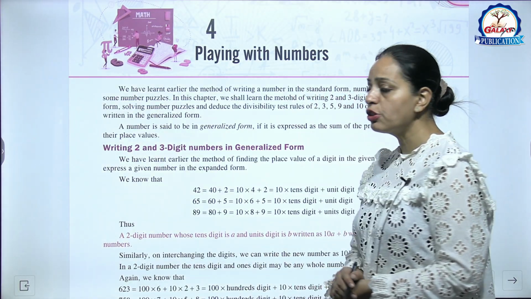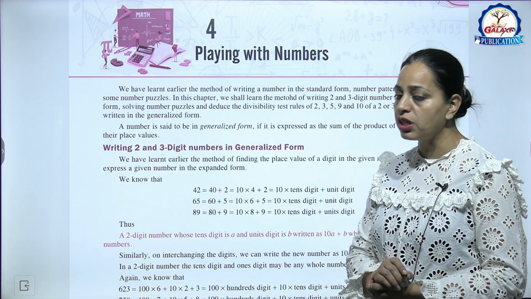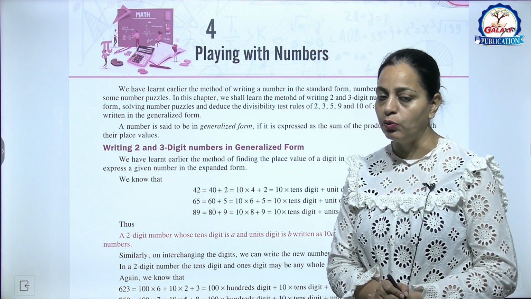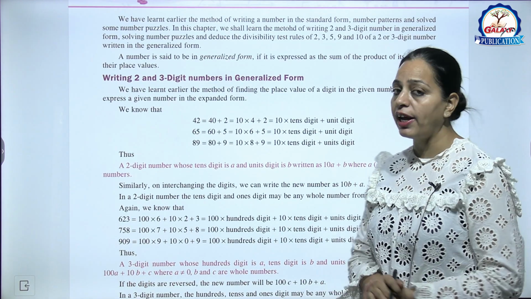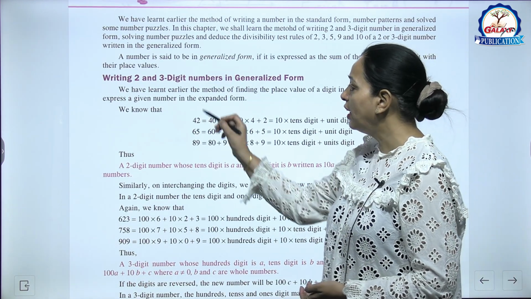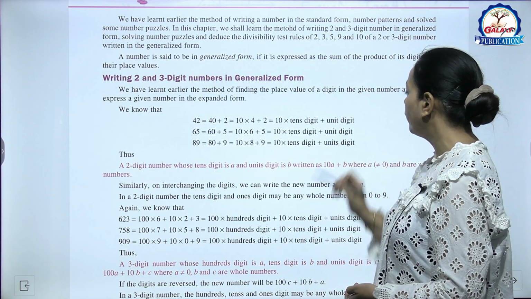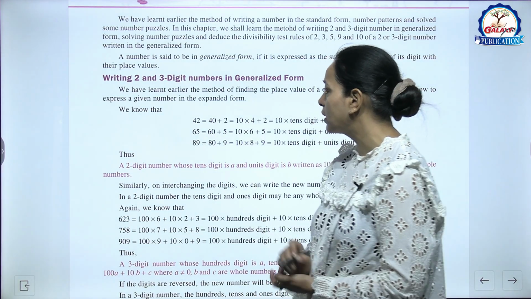A number is said to be in generalized form if it is expressed as the sum of the product of its digits with their place values. Now, writing 2 and 3 digit numbers in generalized form: we have learned earlier the method of finding the place value of a digit in the given number and how to express a given number in the expanded form.